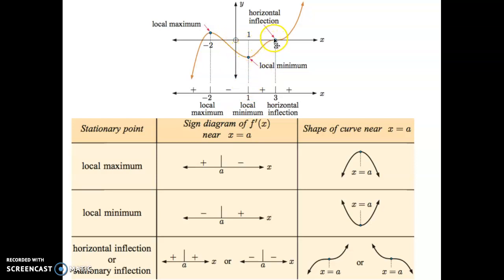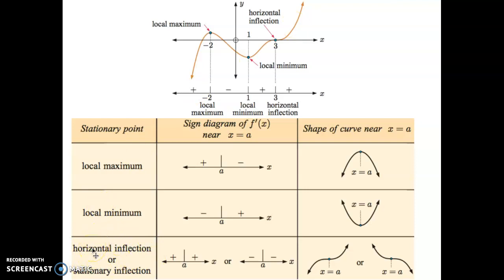But look right here at 3. It does actually equal 0. I've got a solid line, but my function is increasing and then it increases again. It doesn't change direction there. It's increasing and it keeps on increasing. And that is what we call a horizontal inflection or a stationary inflection.